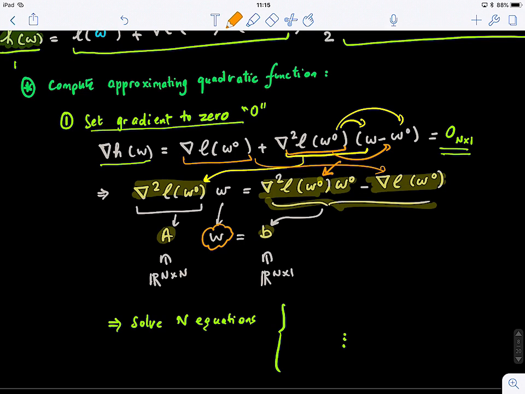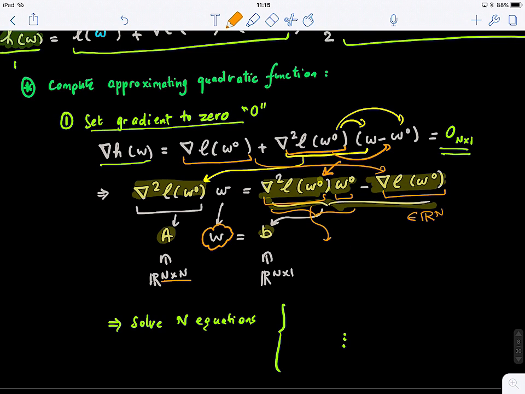So the Hessian matrix, if we are in R^n, then its dimension is n by n. Then why is this a vector? So the gradient is a vector, so we know that the gradient belongs to R^n. And what about this? We're multiplying what? A matrix, which is n times n, right? By what?